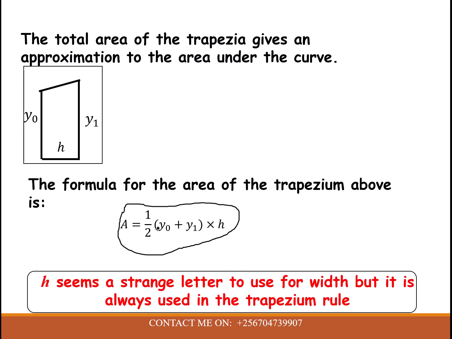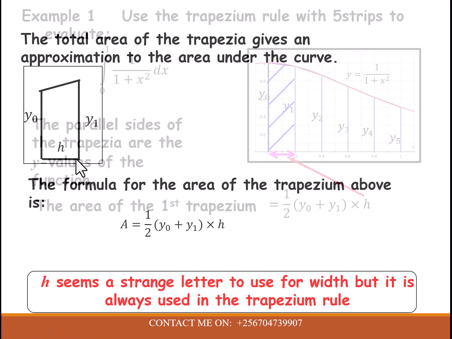We all know that when you have a trapezium, to get its area, you add the short side plus the long side, multiply them by a half, and then multiply by the height. h seems a strange letter to use for width, but it is always used in the trapezium rule. So bear in mind that it is the width, but the letter we are using is h, and we shall see how we'll be calculating the h.